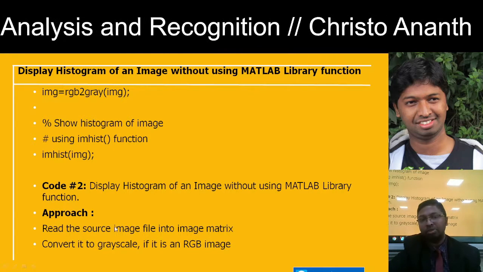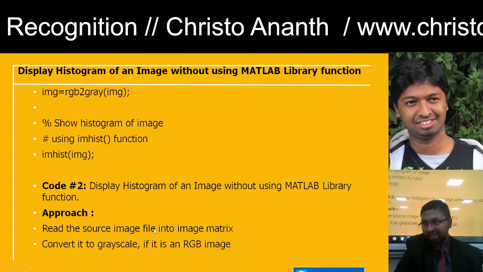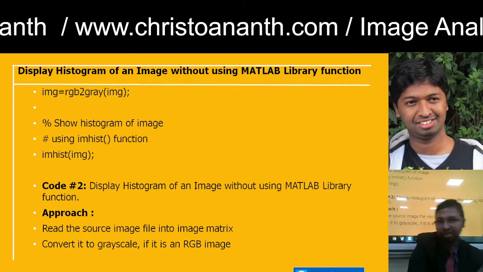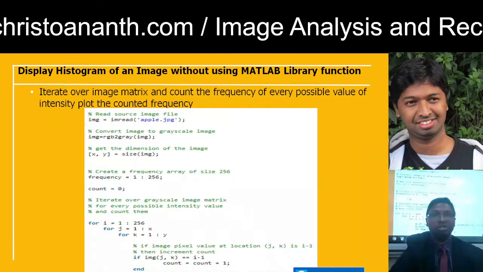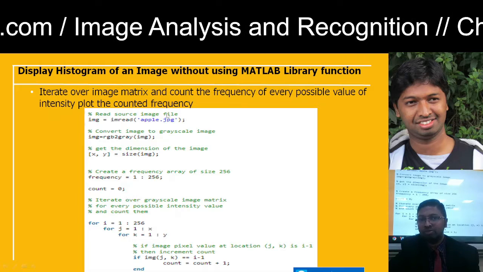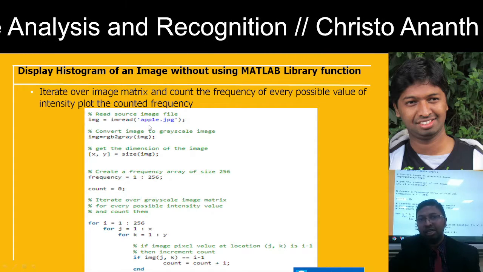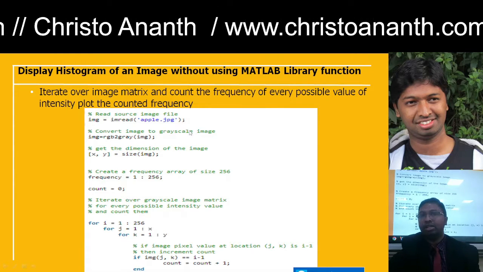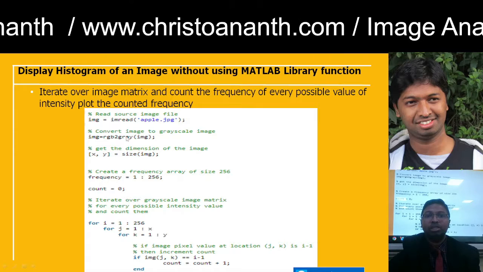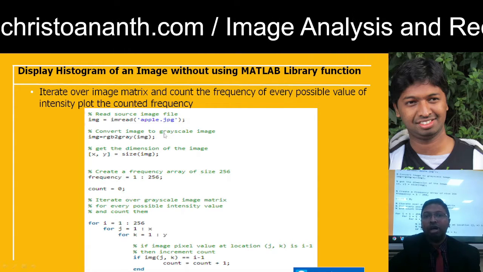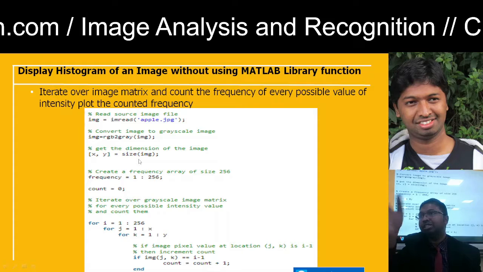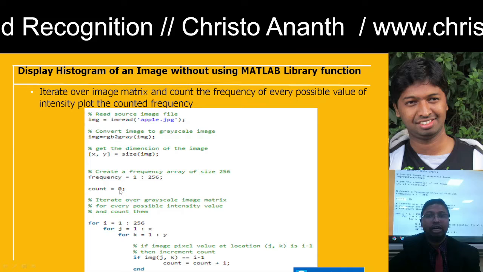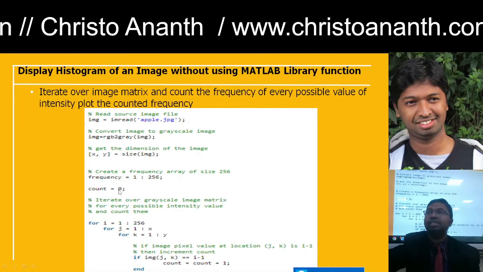So you have to read the source image file into the image matrix, then convert to grayscale. If it is an RGB image, you are going to convert from RGB to grayscale. So read the source image file: img = imread apple.jpg, then convert from RGB to grayscale: image equal to rgb2gray of image. Then get the dimensions: xy is equal to size of the image. Then create a frequency array of size 256, that is the total limit.